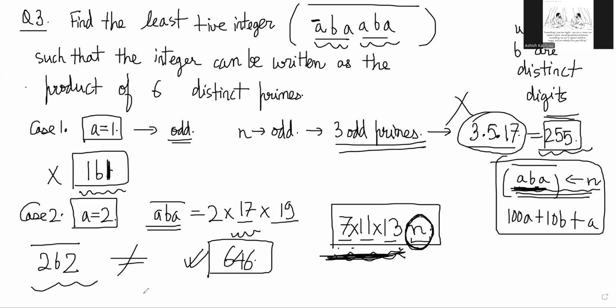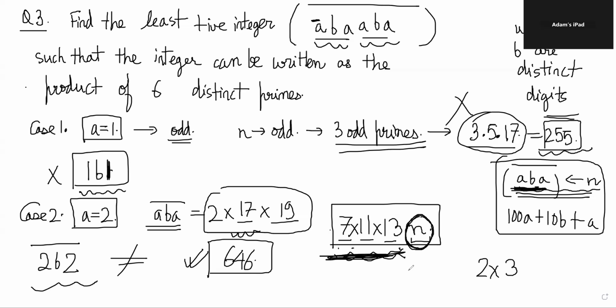Wait, we forgot. We did not check 2 into 3 into something, right? Oh, right, we only checked this case. We have to check 2 into 3 into something also, right? So let's look at a prime that is a product of 2 into 3 and also another prime, such that the number also looks like ABA, something like this, right?